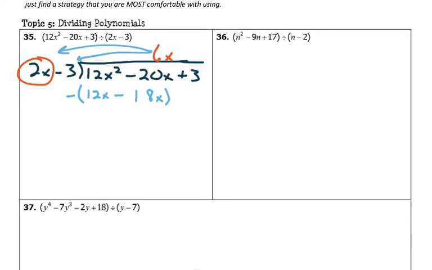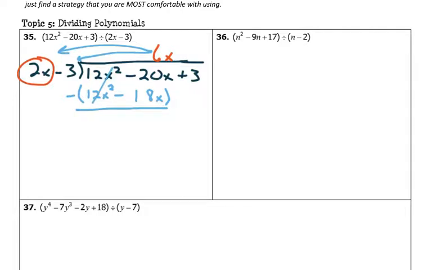Now what we do is we go through and do the subtraction. So 12x squared minus 12x squared, because 6x times 2x is 12x squared. It's my fault, just missed that. So 12x squared minus 12x squared gives us 0. So these are canceled out there.